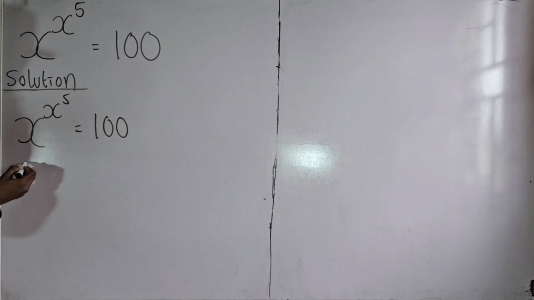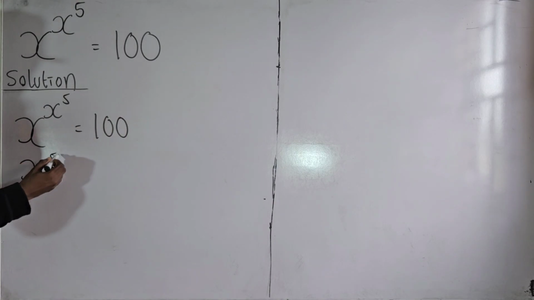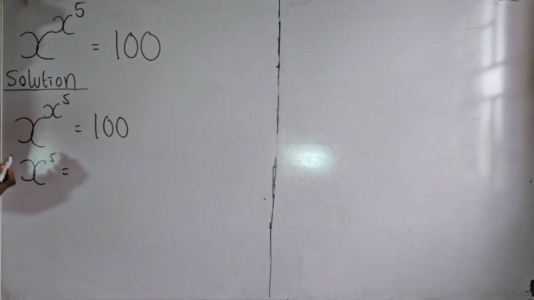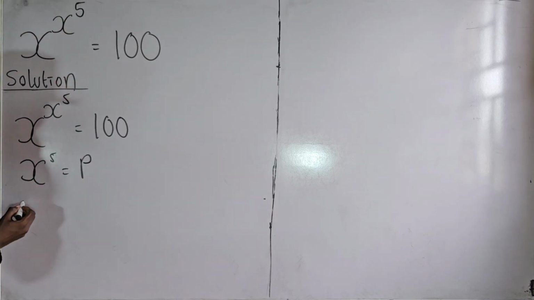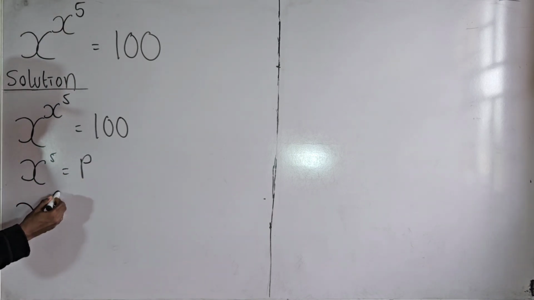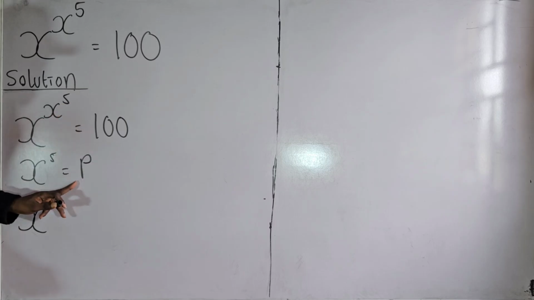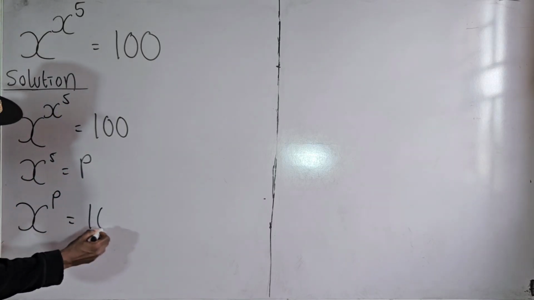The first step is to let x raised to the power of 5 equal a letter. You can choose any letter. So I'm going to say let x raised to the power of 5 equal p. Are you following? So I'm going to have x raised to the power of p, because x raised to the power of 5 is now p. I'm going to have x raised to the power of p equals 100.